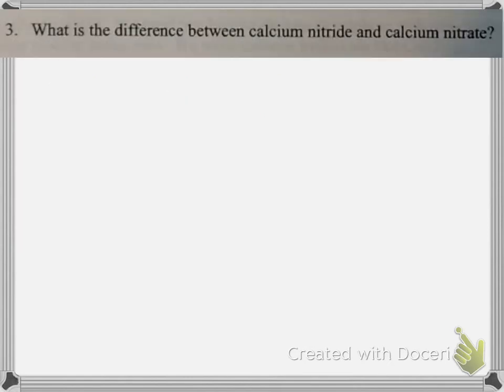Number 3, what is the difference between calcium nitride and calcium nitrate? Remember, nitride is our nitrogen as an ion. Nitrate is going to be nitrogen and oxygen together as an ion. So calcium nitrate has oxygen, but calcium nitride does not.